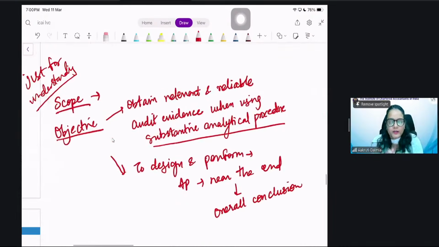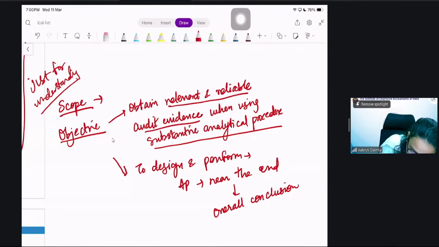Now come back to the objective. What does the objective say? SA 520 says that the first objective is that the purpose of this standard is so that you can obtain evidence when using analytical procedure as a substantive analytical procedure.